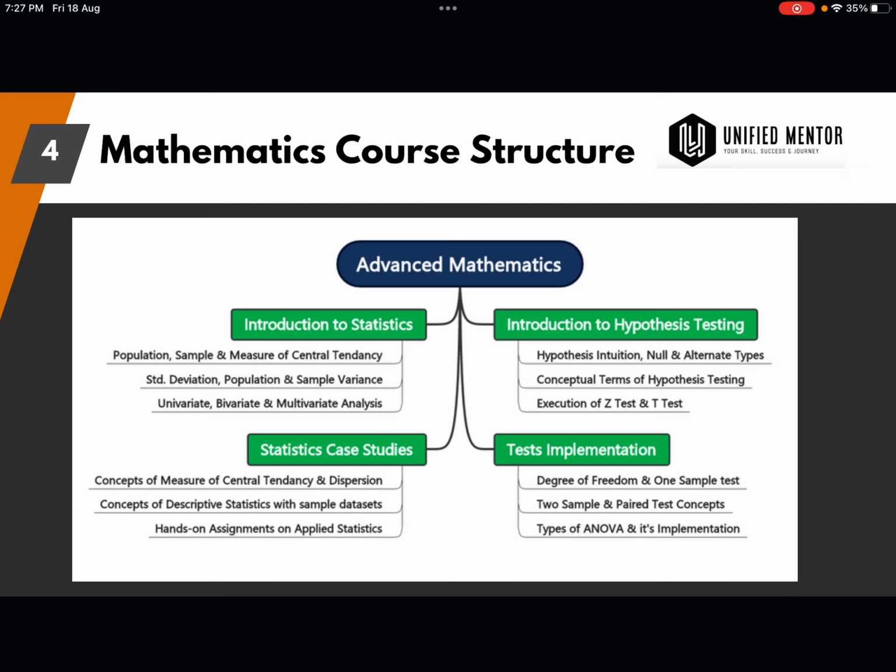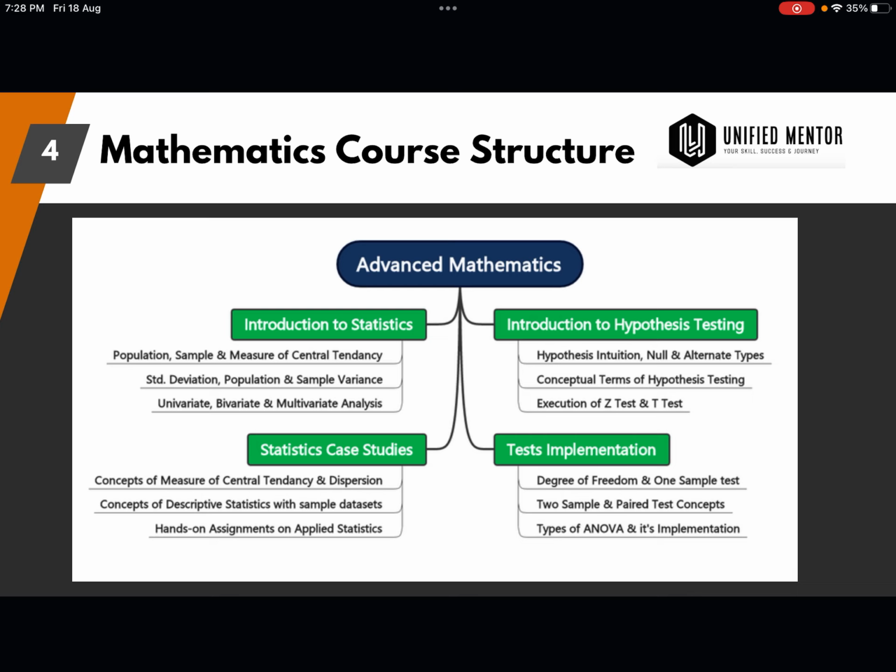Now, when it comes to advanced statistics, we have topics like measure of central tendency and dispersion. Then we have topics like descriptive stats, okay, with some sample data sets and some hands-on assignments will also be there, right? And now the second branch or the second part of this subject mathematics is inferential stats.